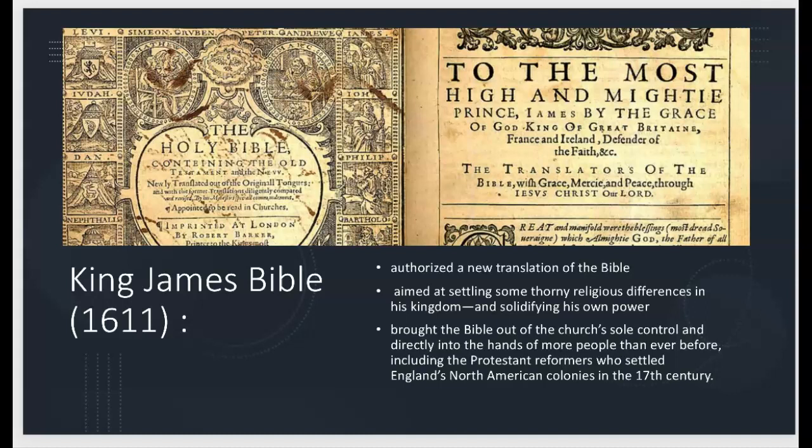It is the best piece of literature to be written by this large amount of people, and it comes about because it is a compromise to the differences within the Church of England, and he wants, in his way, to solidify his own power. And that backfires in a lot of ways, which we'll talk about. However, the King James Bible brought the Bible out of the church's control and puts it directly into the hands of the people, which was what Martin Luther wanted to do all along.